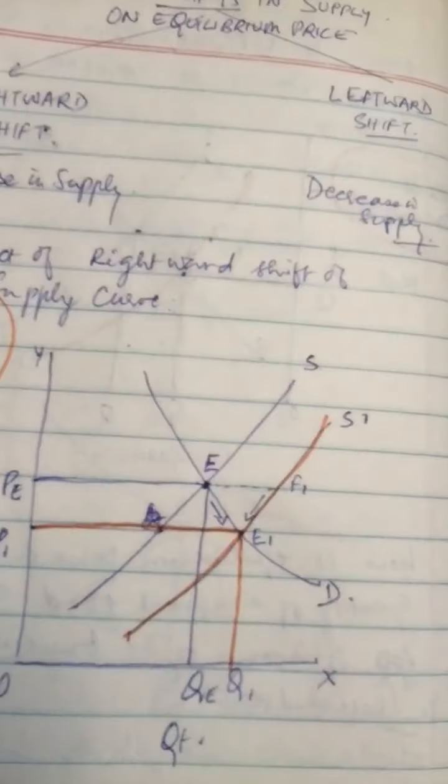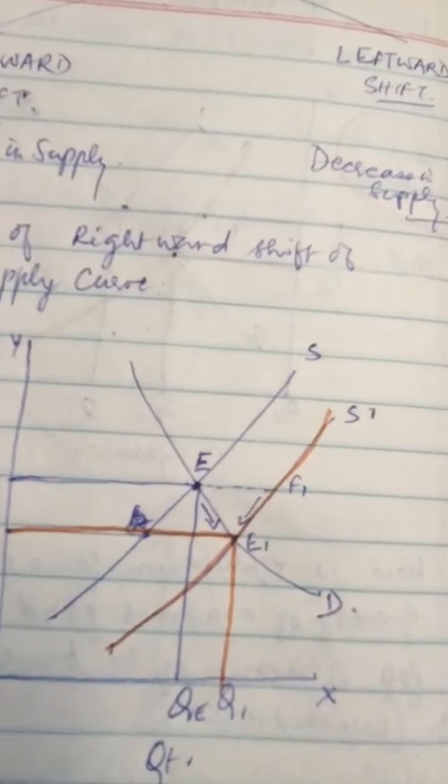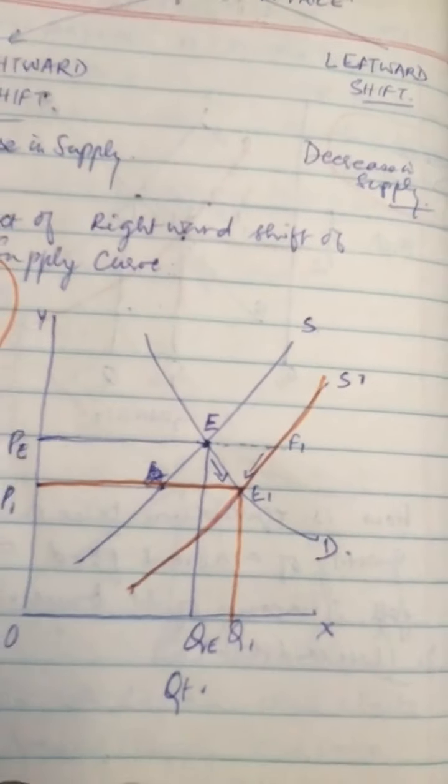So welcome to my class in continuation with Unit 7, Market Equilibrium, and in this we are going to talk about the shifts in the supply curve on a given demand curve. How does it affect the equilibrium quantity and equilibrium price? So first we are going to talk about increase in supply. That is, we are going to talk about the rightward shift in the supply curve.